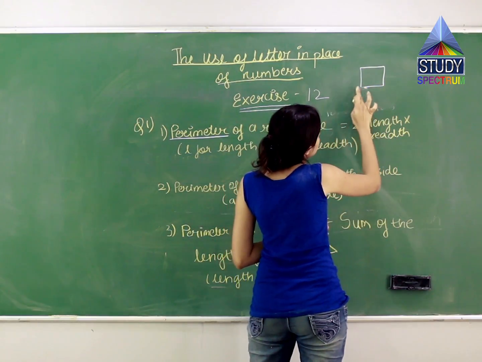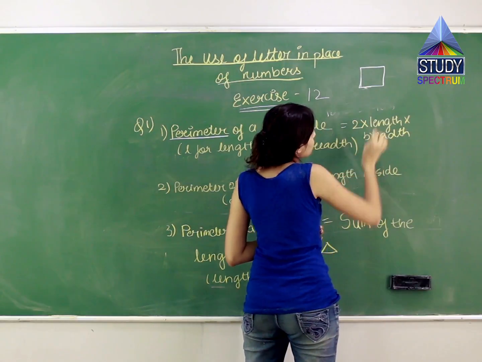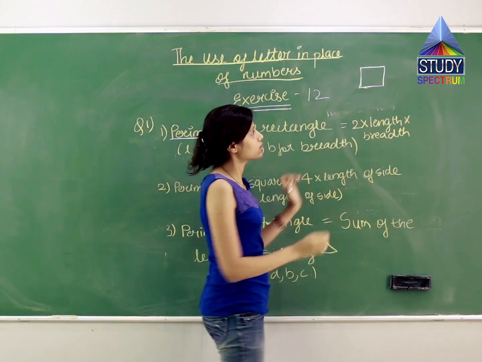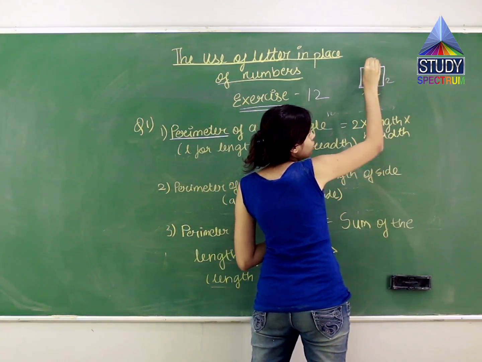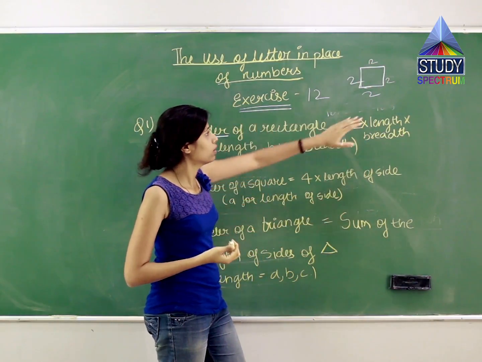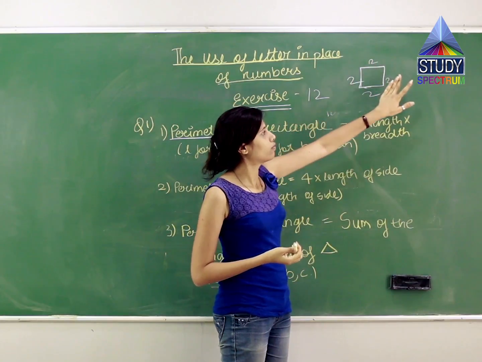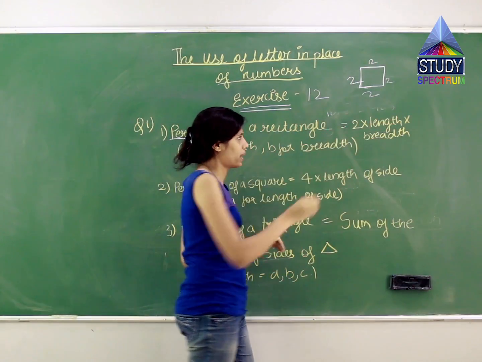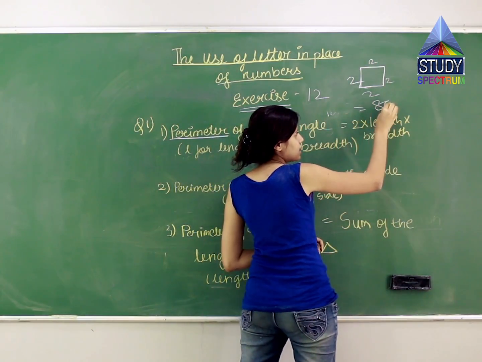Now suppose, let us take a square. This is a square. The sides of this are 2, 2, 2 and 2. So what is the perimeter of the square? It is 2 plus 2, 4, 5, 6, 7, 8. So the perimeter of the square is 8 centimeter.